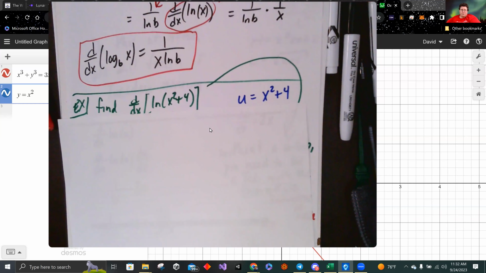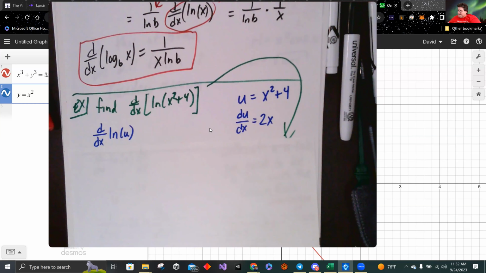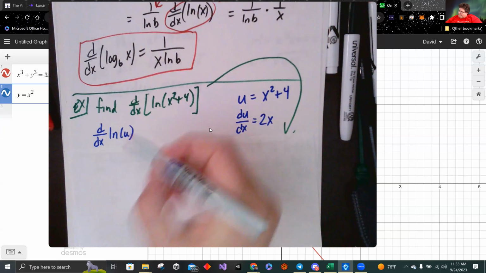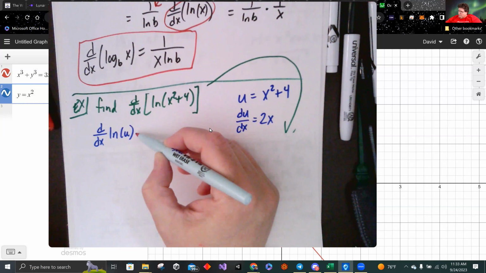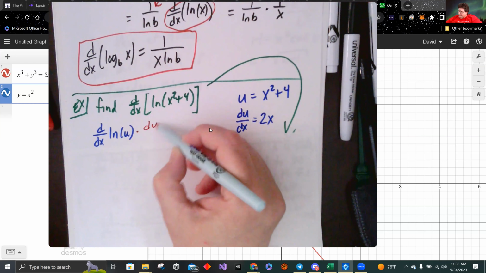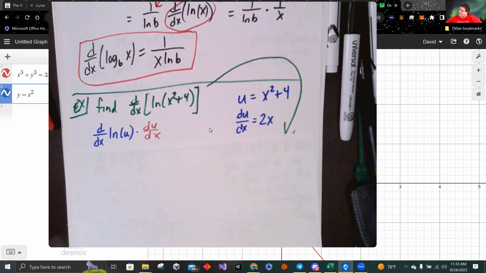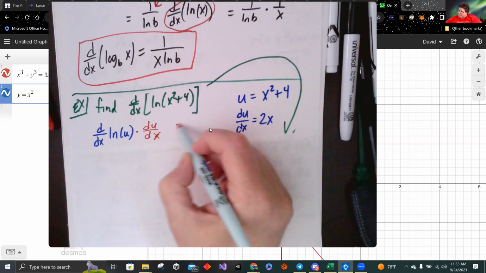Now, until you're comfortable just doing a chain rule right away, I recommend doing u equals x squared plus 4. And if we do that, we have the derivative of the natural log of u. And if we do that, we need to multiply by du dx for the chain rule. Chain rule.